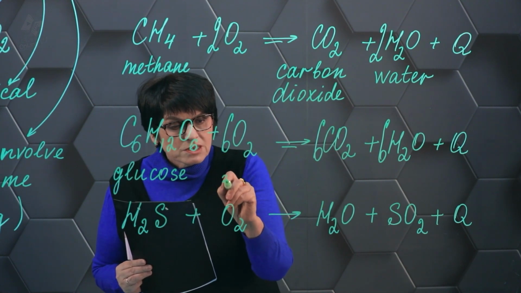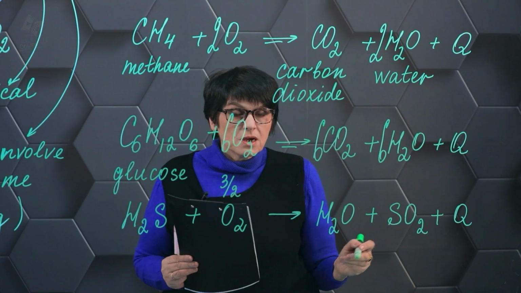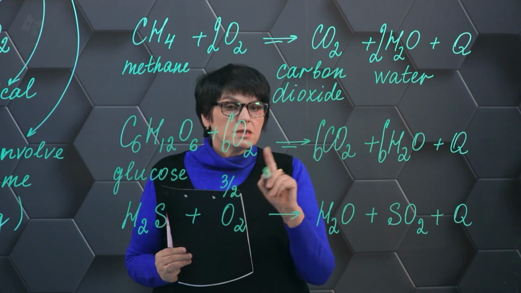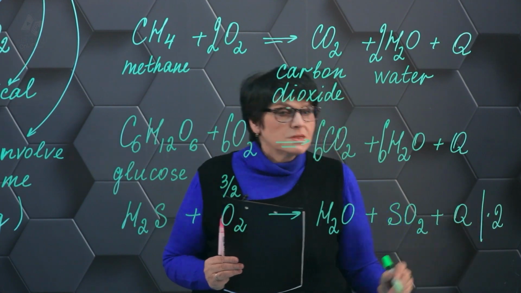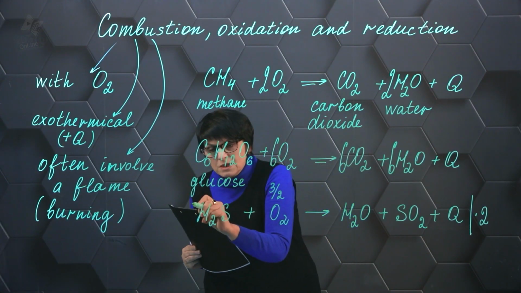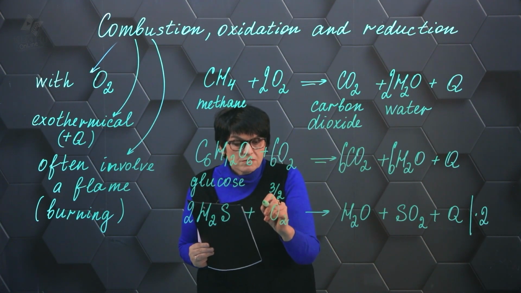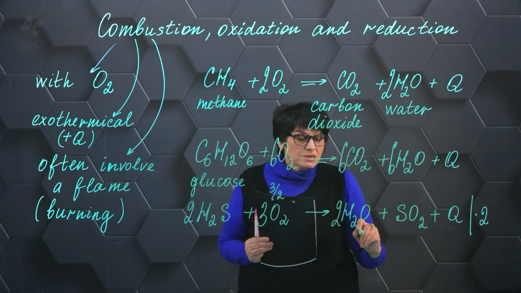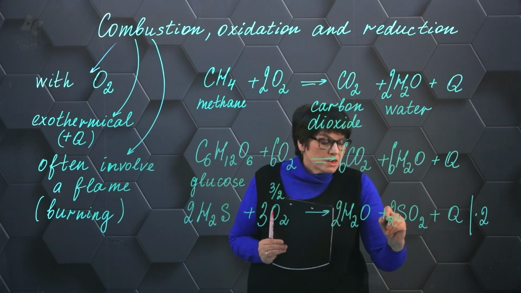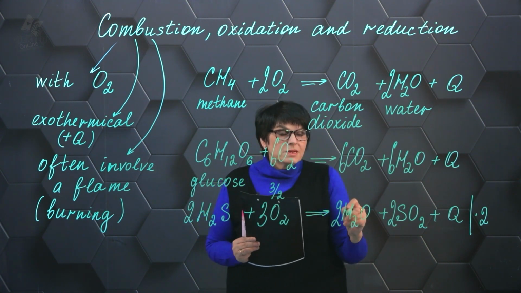So in front of the oxygen formula there should be a factor of 3/2, but fractional coefficients are not allowed. To make them whole, when all the coefficients are put up, we multiply by 2. Then we put a coefficient of 2 in front of the hydrogen sulfide formula. We put a coefficient of 3 in front of the oxygen formula. To the water formula we put 2, and to the SO2 formula we put a coefficient of 2 in this case.